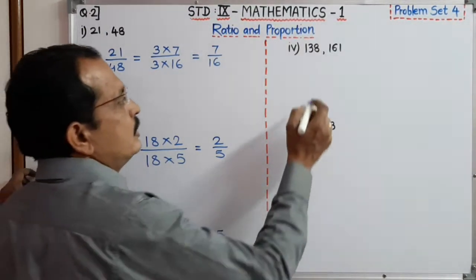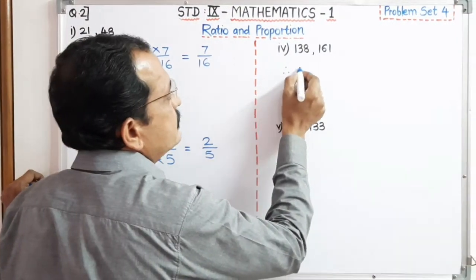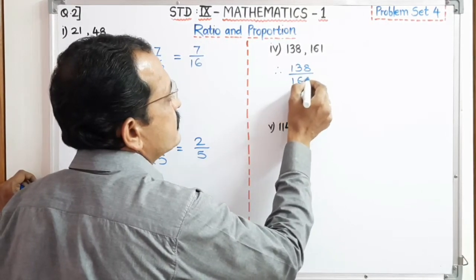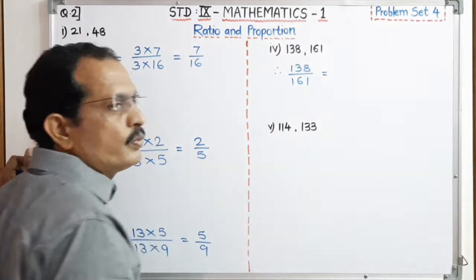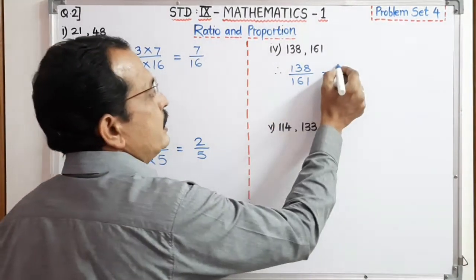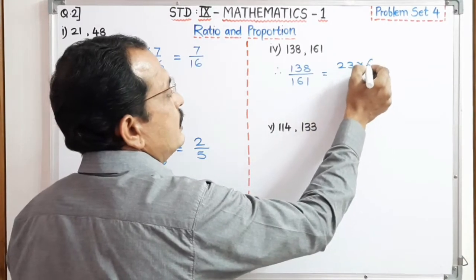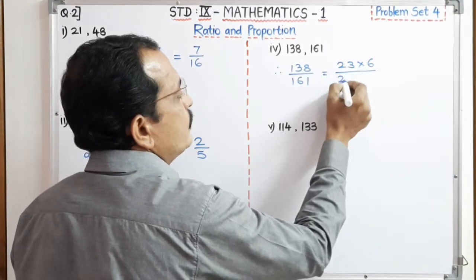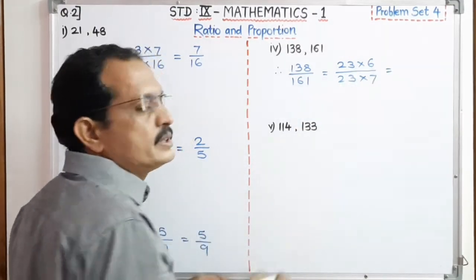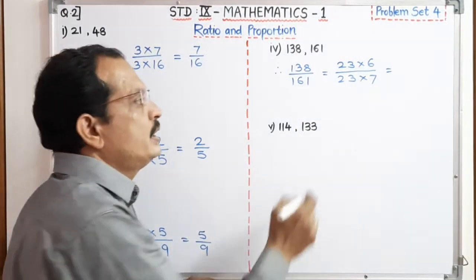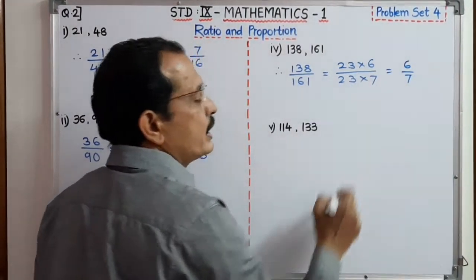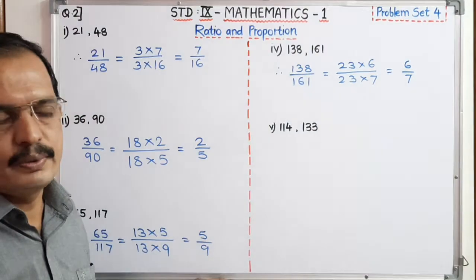Now, see the next one. It is 138 upon 161. Dear student, for this, we can write here 23 6s are 138 and, dear student, 23 7s are 161. Now this 23 gets cancelled and we get here 6 upon 7, or we can write it 6:7.